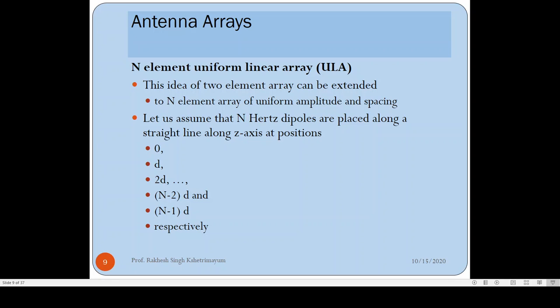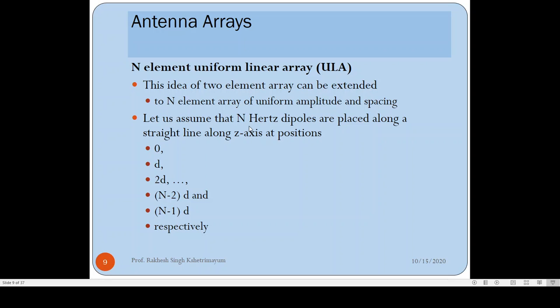Let's say you have an n-element antenna array arranged in a line. Those kinds of antenna arrays we call an n-element uniform linear array. Uniform because the distance between one Hertz dipole and the next is equal. The spacing between the antenna elements is fixed, denoted by d. d is the distance between the antenna elements. So let us try to find the array factor for an n-element uniform linear array, ULA.